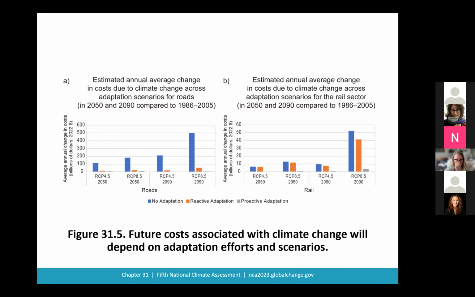If you can see from this graphic, you can see the three different types of actions for adaptation. There's no adaptation action, there's reactive and proactive. Proactive adaptation can help reduce projected damages from climate change in certain sectors. In this case, we used roads and rail. In this figure, the estimates for the cost of damages in these sectors are shown for two time horizons, 2050 and 2090, and two emission scenarios, an intermediate and a very high. The estimates assume that adaptation can be readily implemented and only include costs incurred above historical climate conditions.